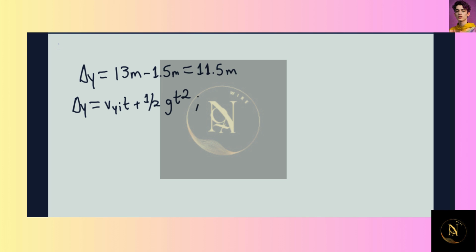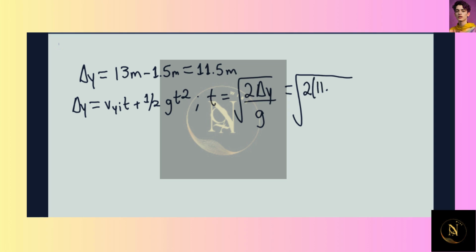We need to find t, so t is going to equal the square root of 2 times delta Y divided by g. And we can solve: 2 times 11.5 meters divided by 9.8 meters per second squared. This is giving us 1.532 seconds.